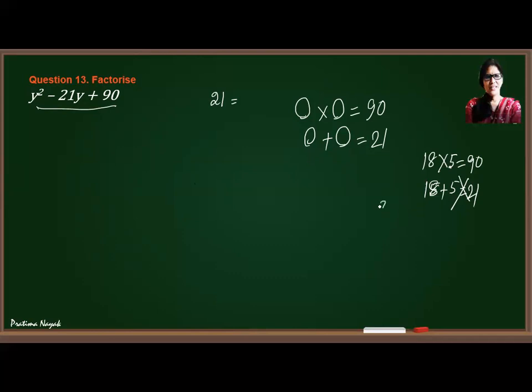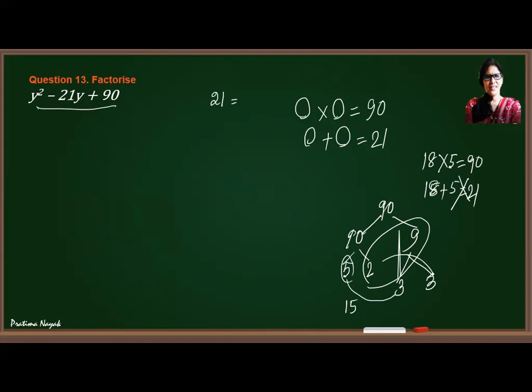Next part. What is the 90? 90 is 10 into 9. 10 into 9, 10 plus 9 is not 21. Then I am breaking it, 5 into 2, 18 and 5, no. Then 9 has 3, 3. So I'll pair 5 times 3, 15 and 2 times 3, 6. So one is 15, one is 6. 15 plus 6 is 21. 15 into 6 is 90. So as I am doing, you have to do by the trial method. For that, you should know the multiplication table well.